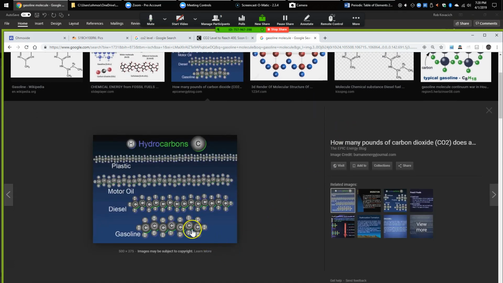See, this guy, wherever this image is from, this is not correct, because this is not actually the molecule that's in gasoline. This would be a terrible molecule for gasoline or for diesel. That's actually pretty good for motor oil, and that would be decent for plastic. But need a little bit more with that.